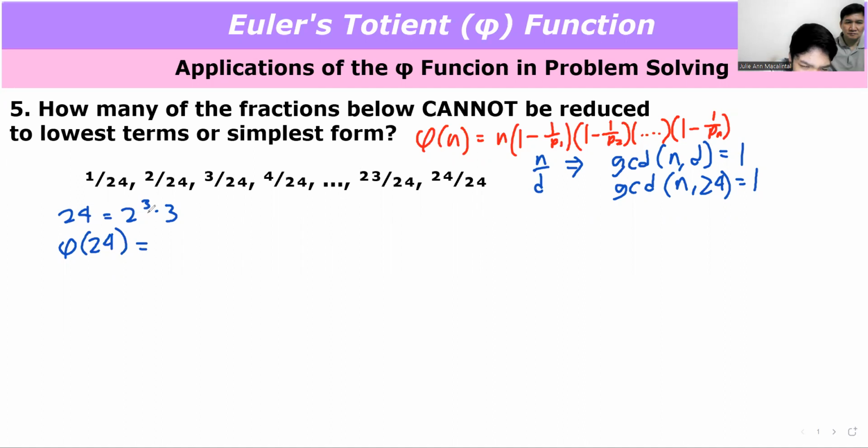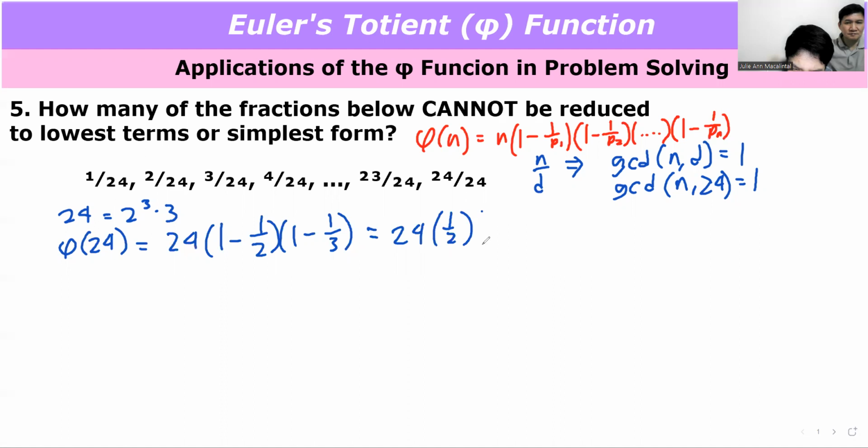We now already know the prime factorization has just the primes 2 and 3. So it's 24 times 1 minus 1 over 2, the first prime, times 1 minus 1 over 3, which is the second prime, and also the last prime. So then you can factor out 24: 1 half times 2 thirds. And then of course 24 over 3 is 8. So already we can point out there are 8. Meaning the phi function of 24 is 8?